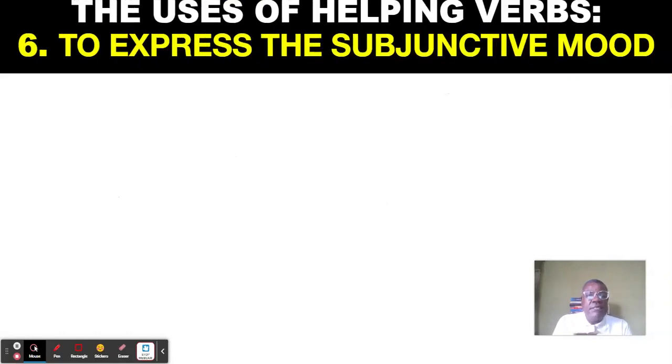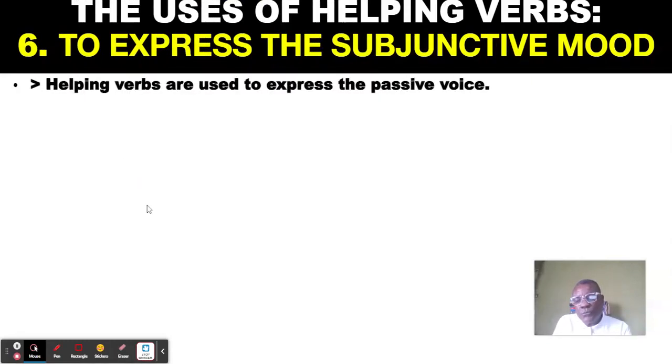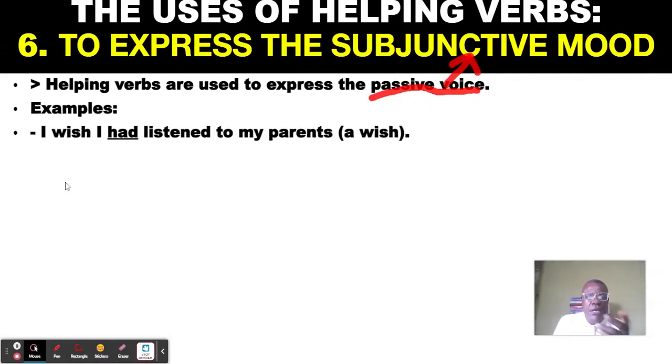And then the sixth use of the helping verb, which is the last, is to express the subjunctive mood. So here we have an omission. This is not the passive voice, but the subjunctive mood, okay? Let's look at some examples of how we can use helping verbs to express the subjunctive mood.